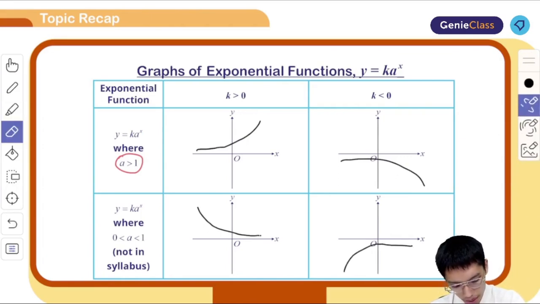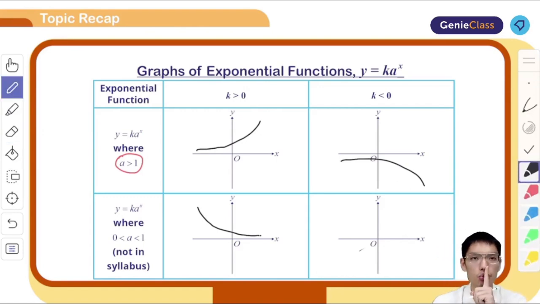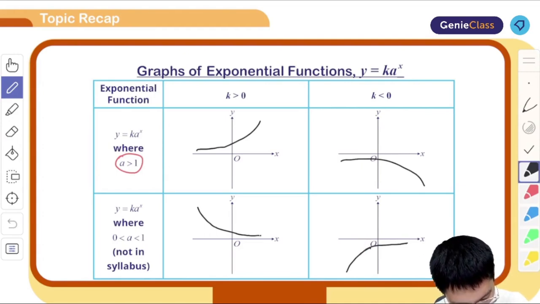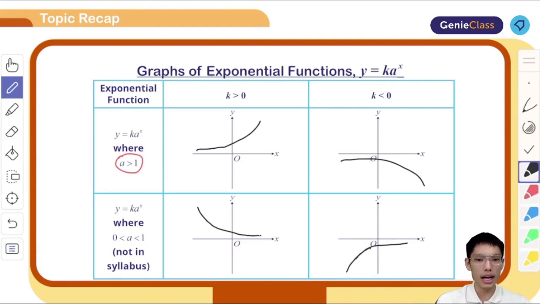So this is just to familiarize the shape of the curve. If you're unsure, please refer to your Sec 3E lesson on the graphs of your different functions. Hopefully this is refreshed. Now, we just have 3 more bubble questions to recap and we are done for today. Alright, just hang in there with me. 3 bubble questions over here.